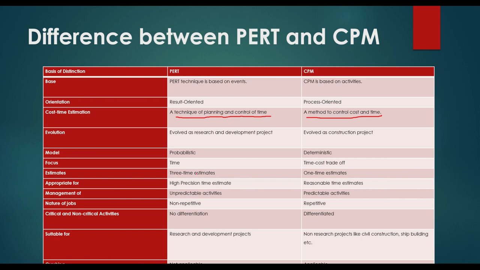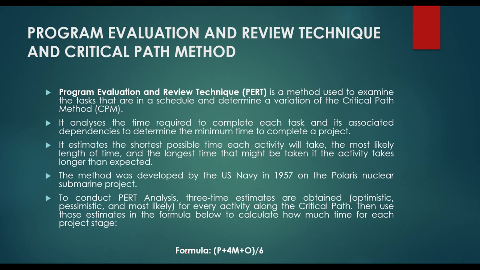Then estimate: here three time estimates are there. Like I told you, there are three types of times: optimistic, pessimistic, and most likely. So PERT focuses upon three types of times. But in case of CPM, we do not consider these three times. We just consider one time, the average time, which we have calculated with the help of the formula I have shared with you. So this was the formula which we discussed. PERT focuses upon pessimistic, optimistic, and most likely times, but CPM focuses upon the average time, P plus 4M plus O divided by 6, right?